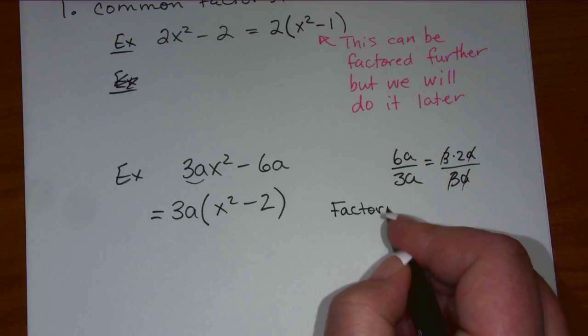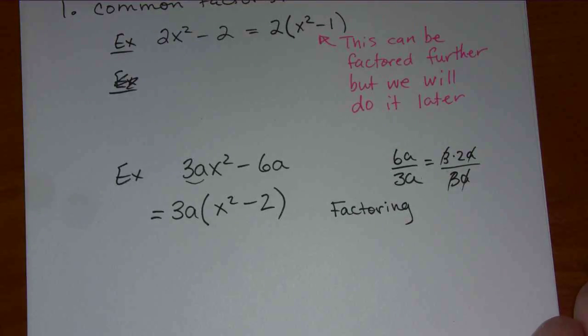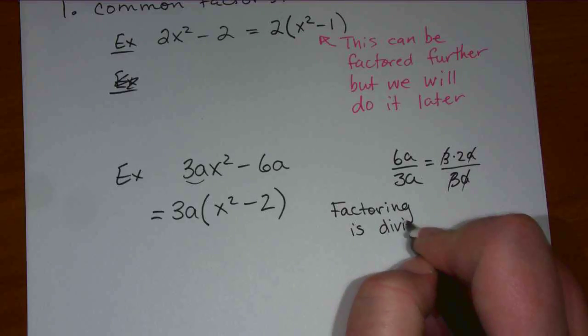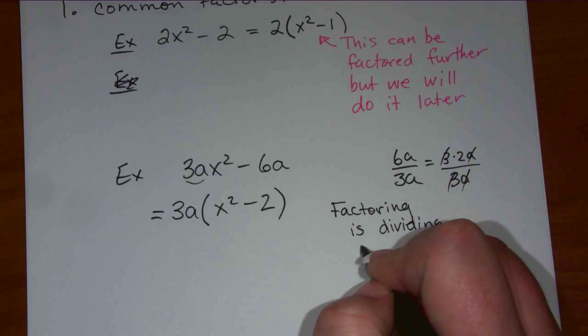So factoring, what's the word factor mean? If you're taking the factors of something, what are you finding? Yeah, you're breaking it up into what multiplies to give that. And the opposite of multiplying is dividing. So you're dividing out something, okay? That's what we're doing. Factoring is dividing out.